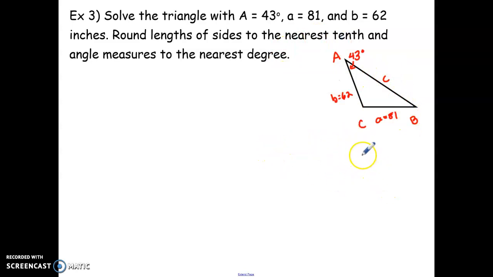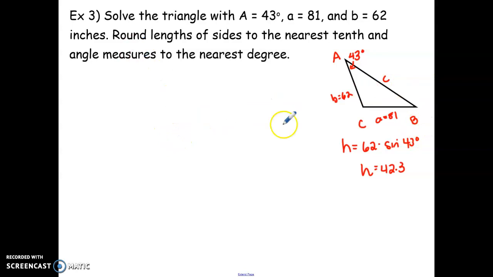So if you look back at the diagram, we have h equals b sine of a, which is what we're given here. So 62 times sine of 43 degrees. And our height ends up being 42.3. Okay, since our height is less than a, and a is greater than b, we know we can have one triangle.